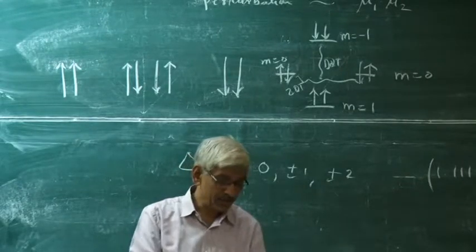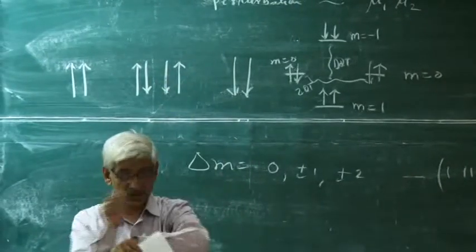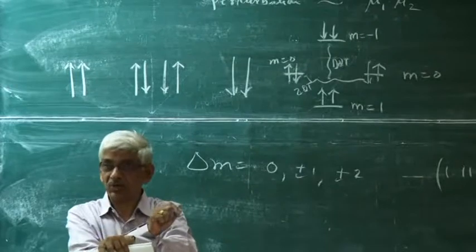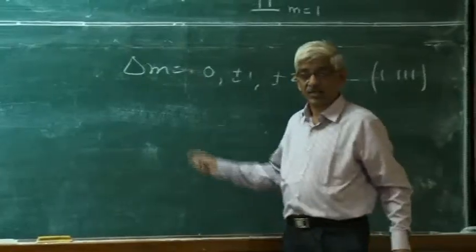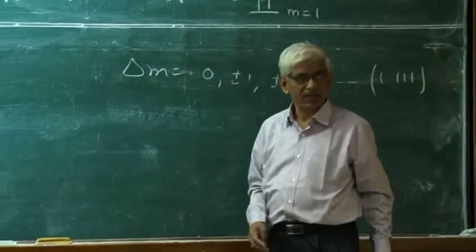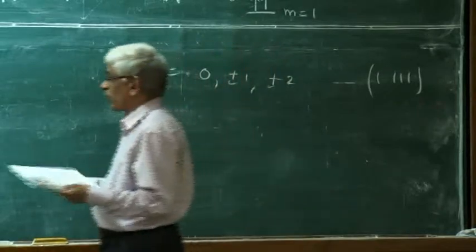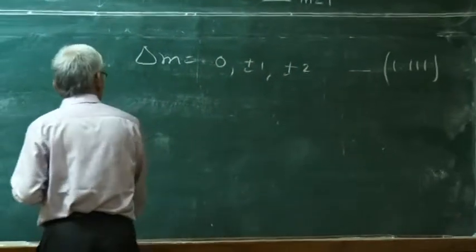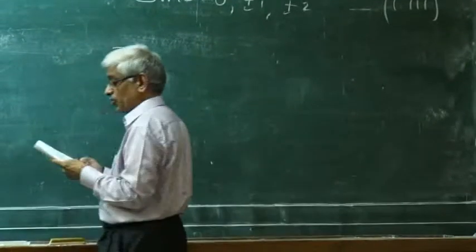Now, since all these are permitted, let us try and see how much power is available at these vectors. So the power available, let me define as a quantity called, say, J zero.